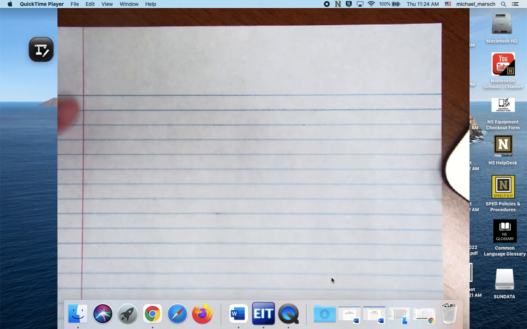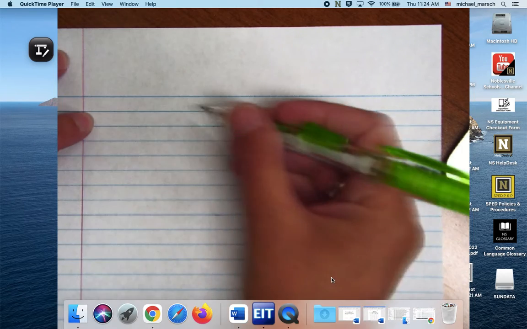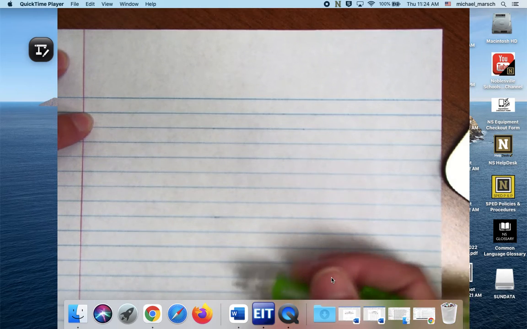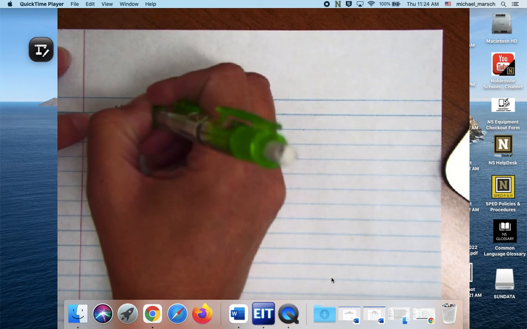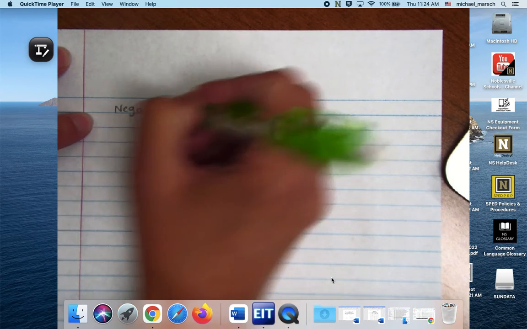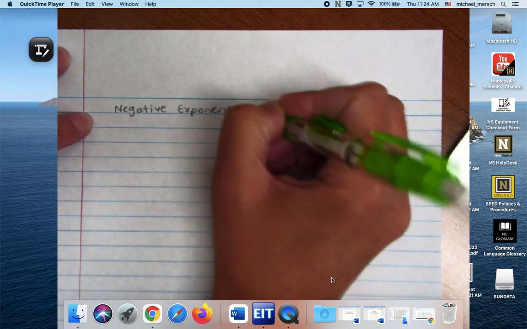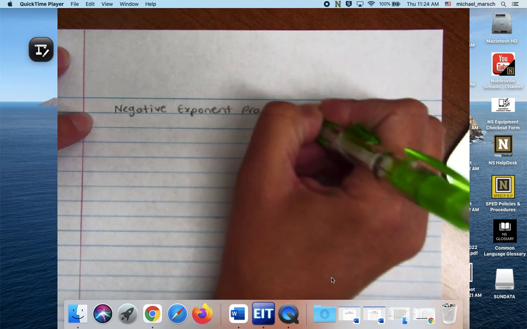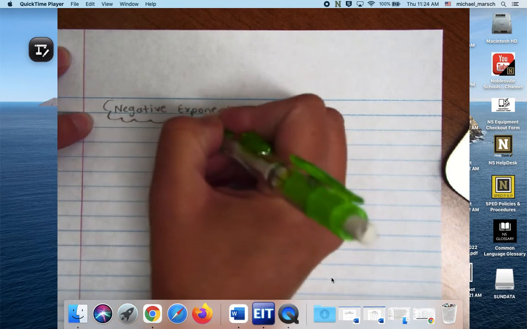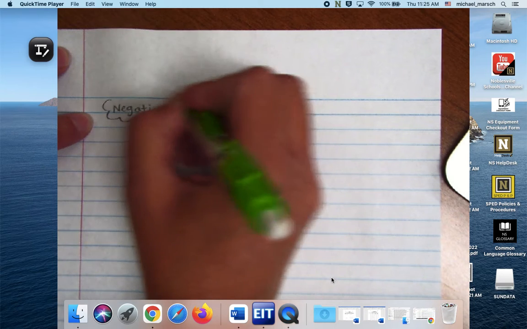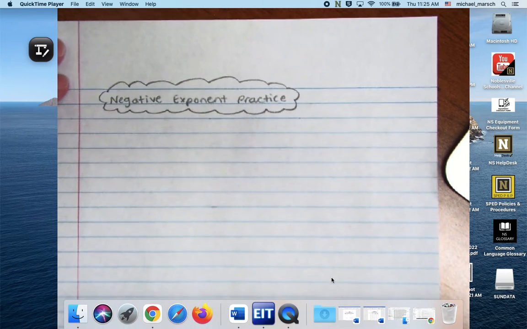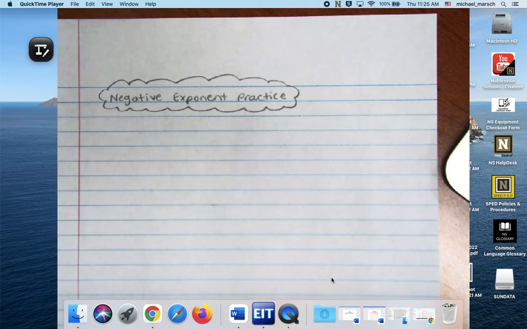If we had been here yesterday, we would have done this after the negative exponents notes. So we're going to do negative exponent practice. You're going to put this in your jam behind the negative exponent notes, but not right now. We're going to work on this and then we'll put it in between the 2 days of notes you took yesterday.